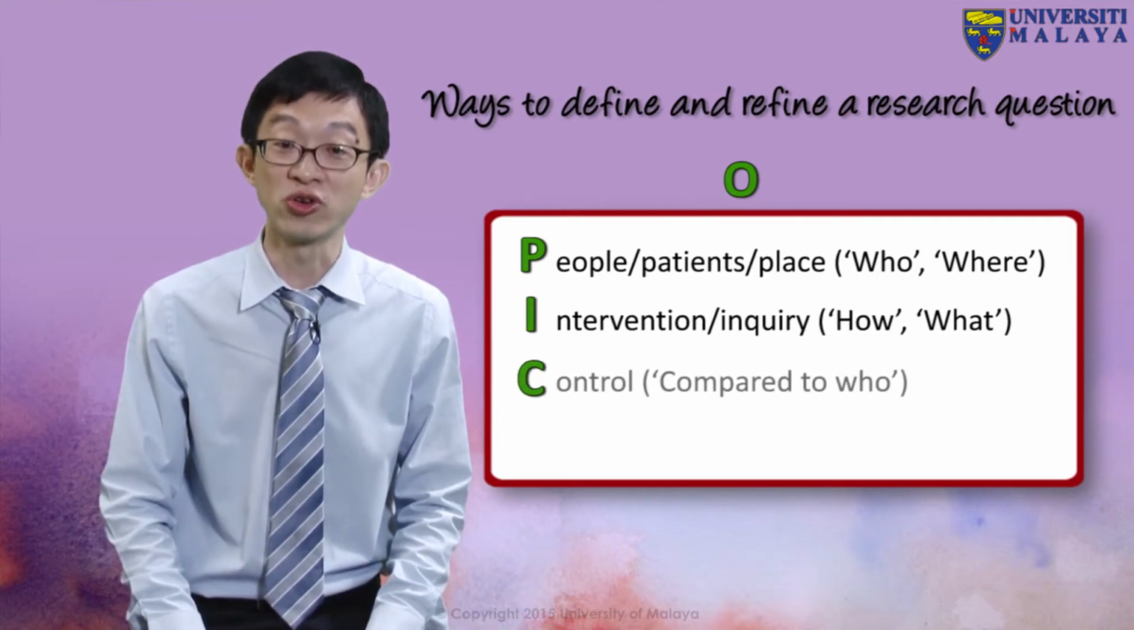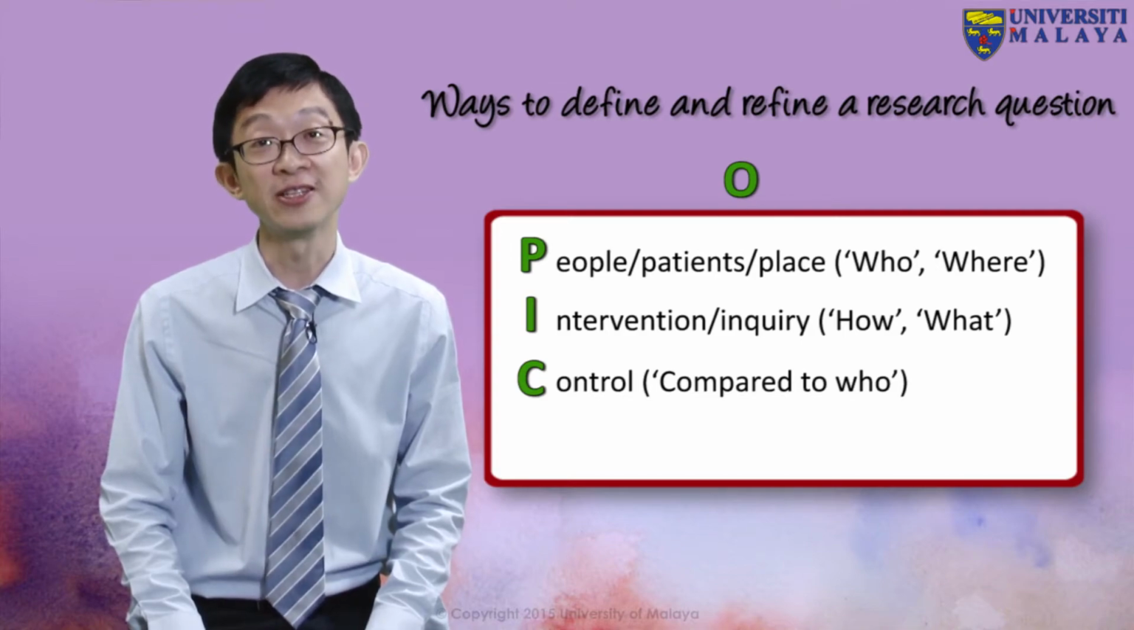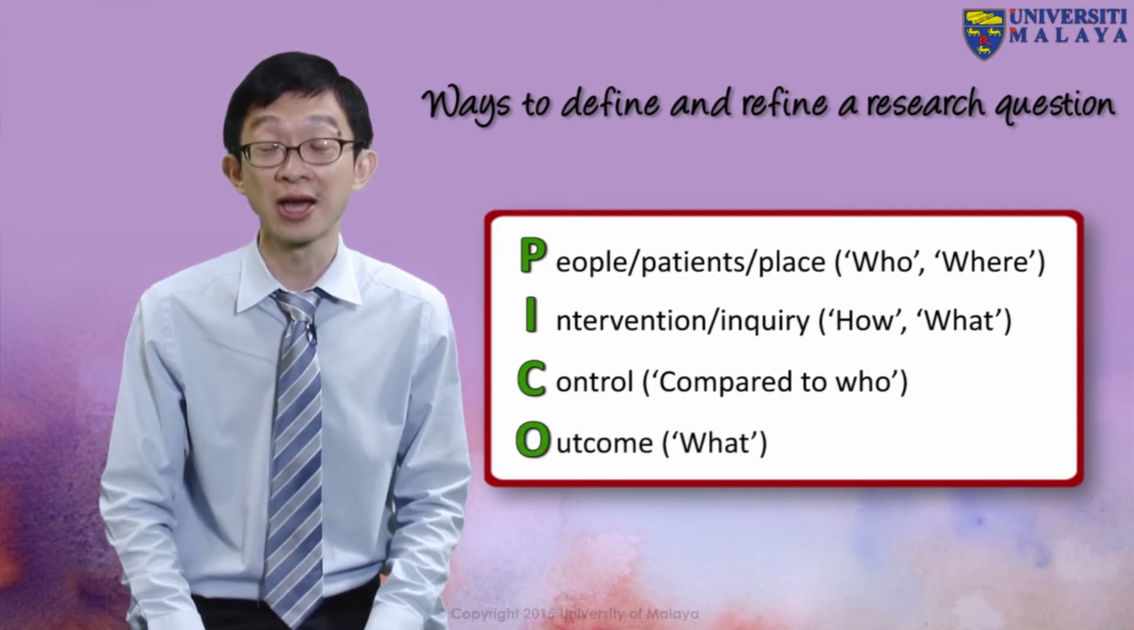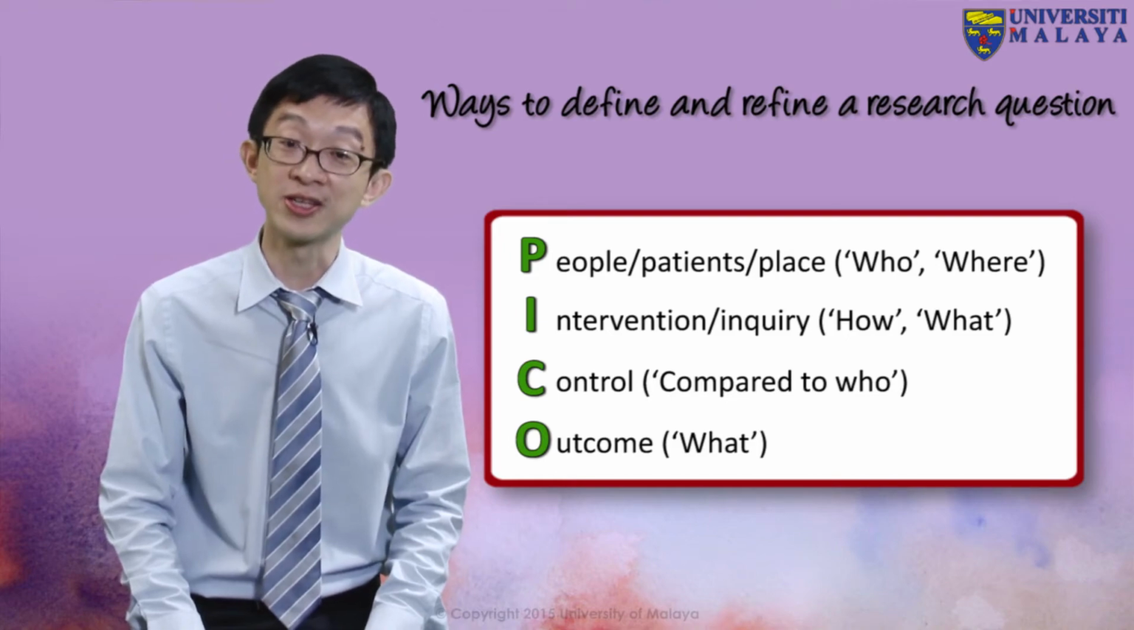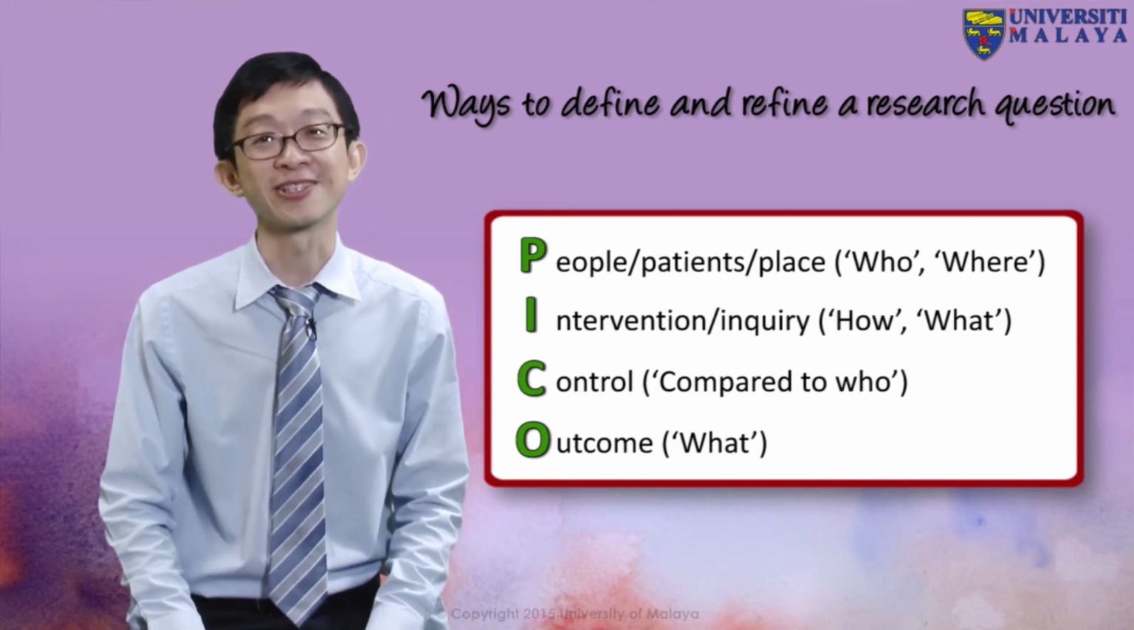C refers to control, which is relevant in a controlled study where the intervention group is compared to the control group. Finally, O refers to outcome, which is what the study is trying to measure. Let me give you an example in the next slide.